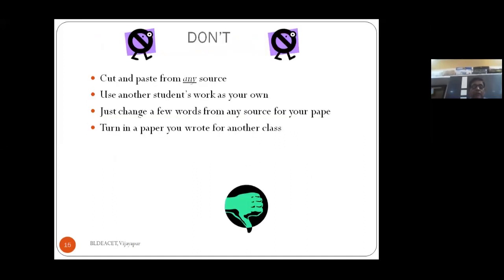Don't cut and paste from any source. Don't use other students' work as your own. We should not say that. Just changing a few words from any source in your paper, and thinking it is yours, is also not right. Because you should involve your own work, not others'. Turn in a paper you wrote under class.